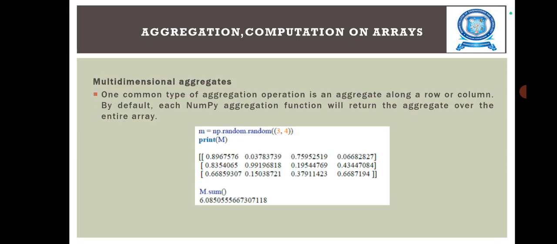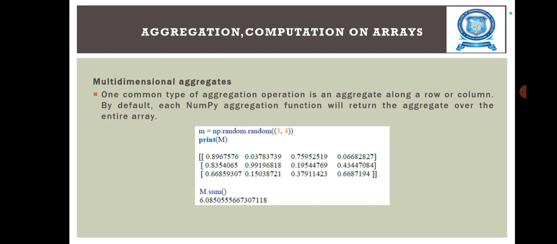The next one is multi-dimensional aggregates. One common type of aggregation operation is an aggregate along a row or column. By default, each NumPy aggregation function will return the aggregate over the entire array. That is, if we use np.sum, it will calculate the sum of all elements of the array.